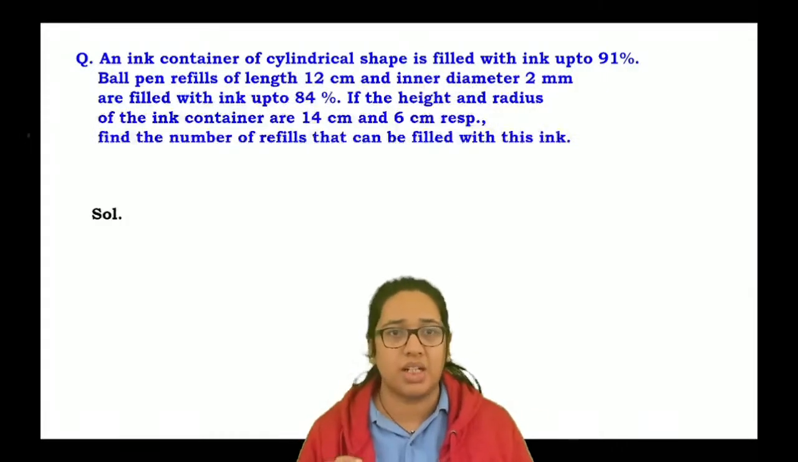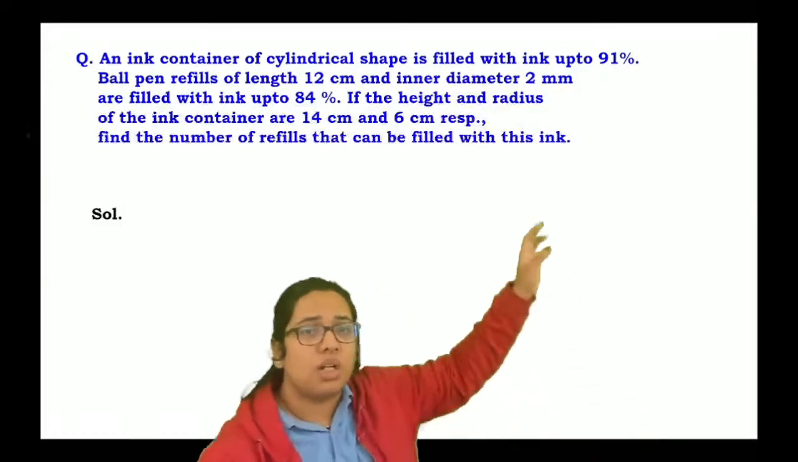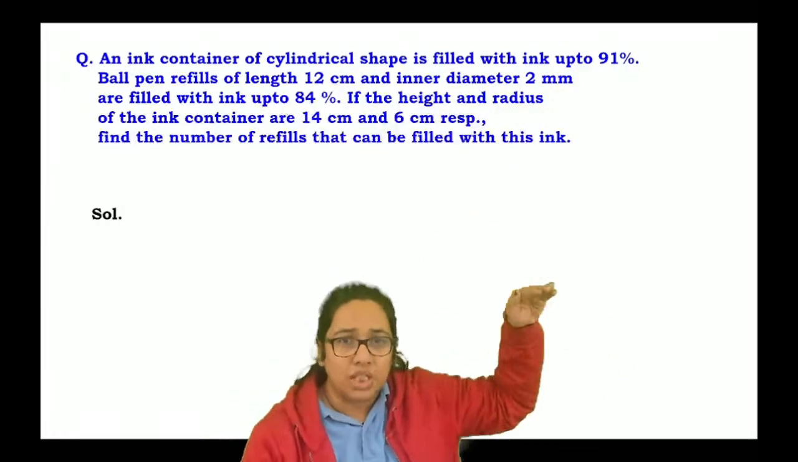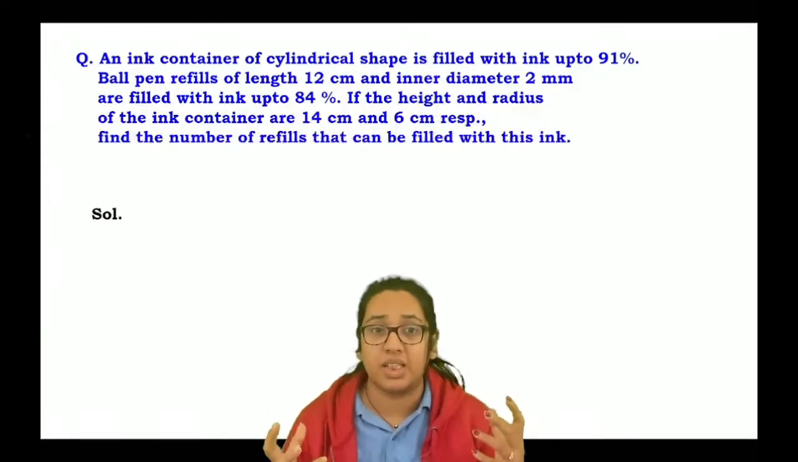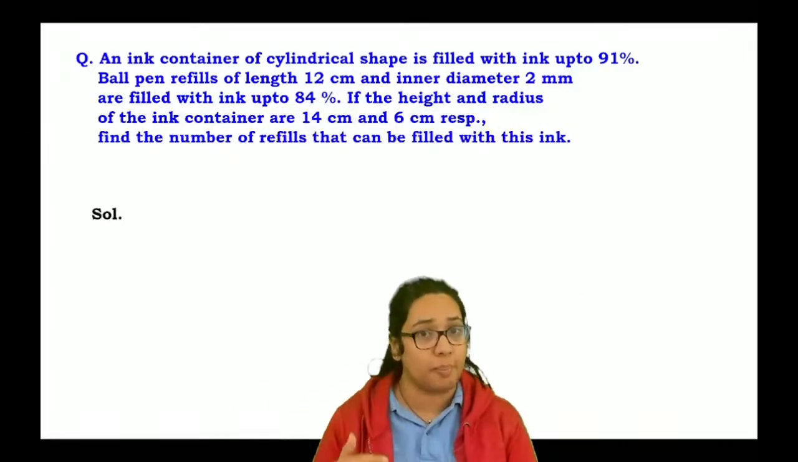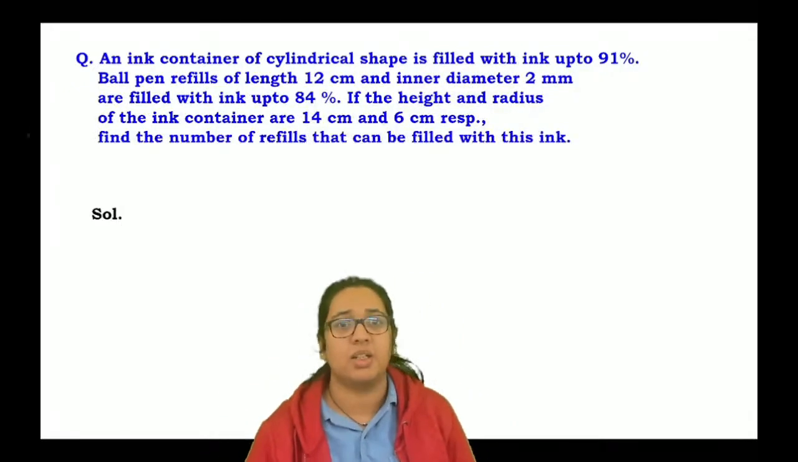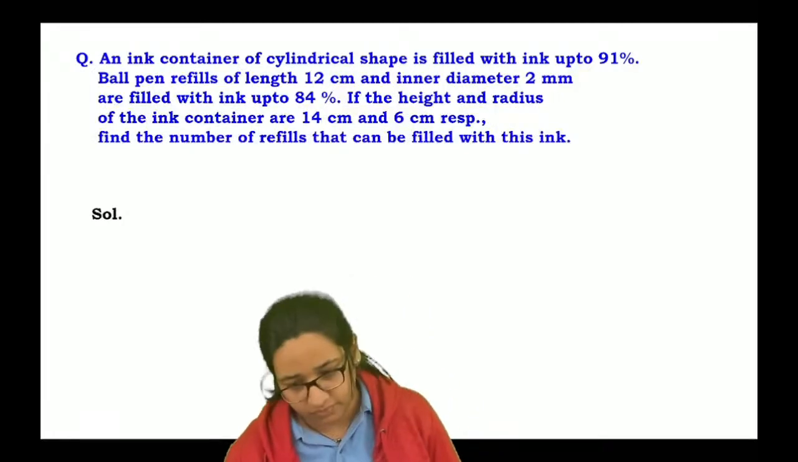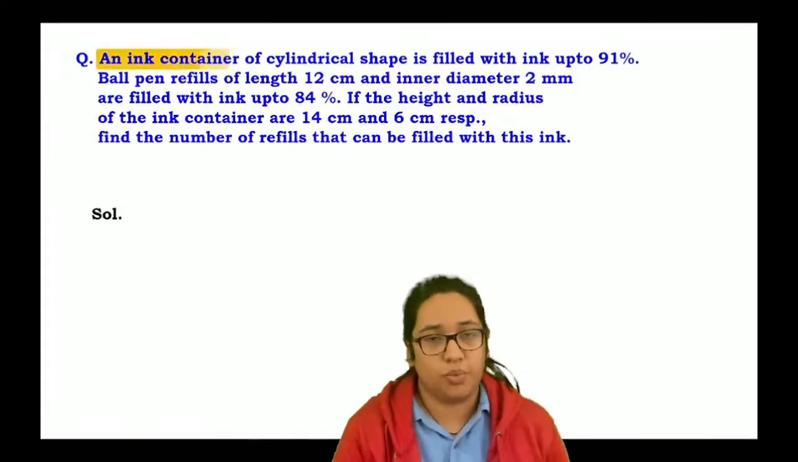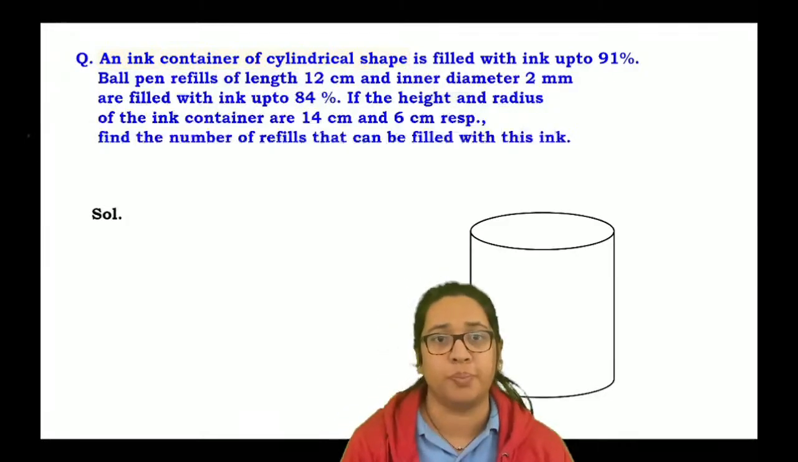So the first thing is that there is a cylindrical shape, we are okay with it. They are talking about filling the ink up to 91% and 84%. So obviously it is a question related to capacity. Whatever the capacity of that ink container is, 91% of it is filled with ink, correct? So obviously we have to use the formula for volume.